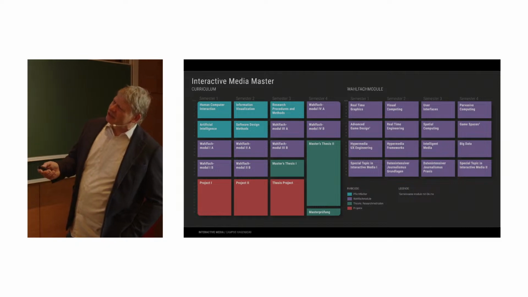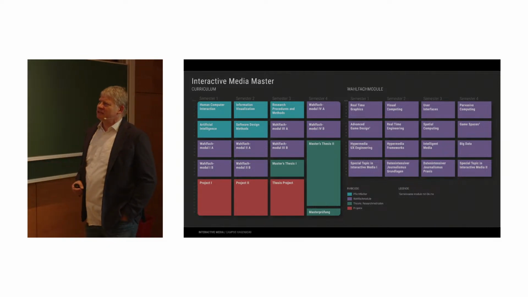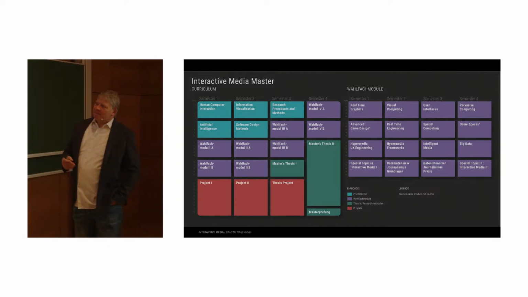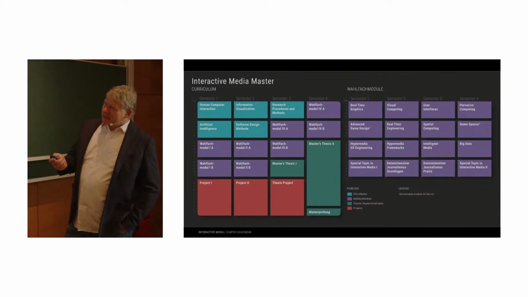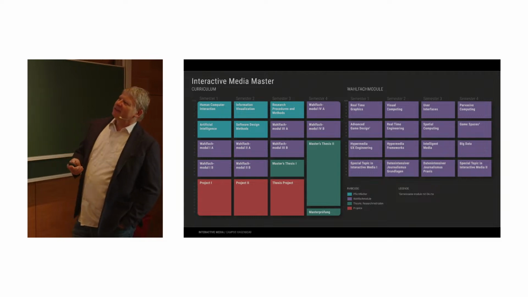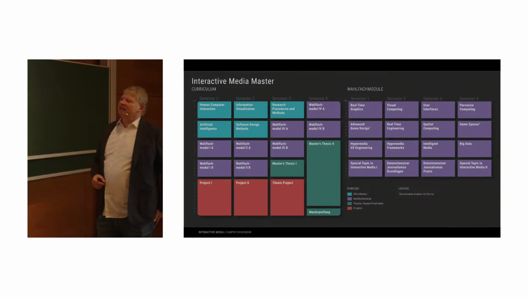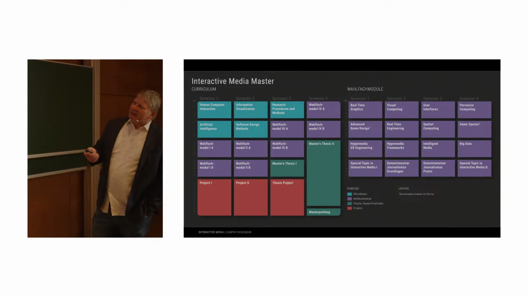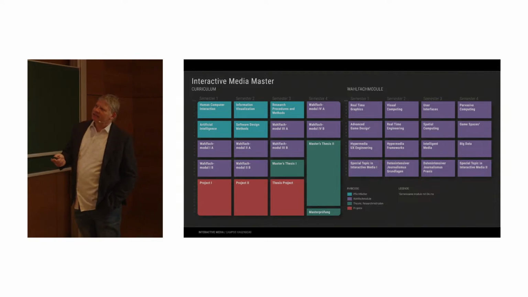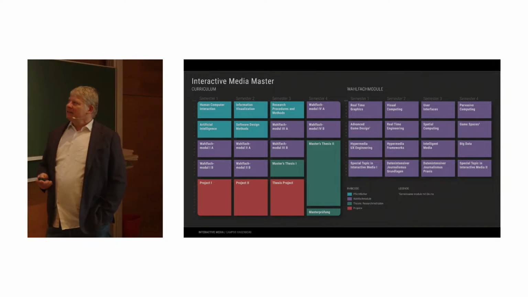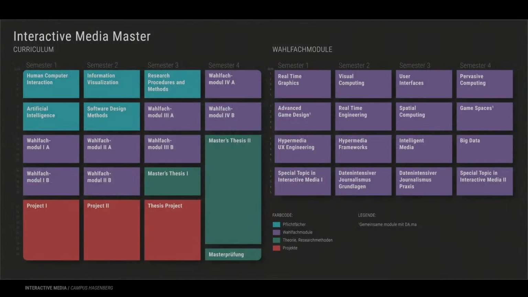Human-computer interaction and artificial intelligence in the 1st semester. I think the names are familiar to you coming from PXL. They give an overview, and everyone coming also from the outside to get a common understanding. Then in the 2nd semester, there's information visualization and software design methods as core courses. And in the 3rd semester, we have the research procedures and methods.